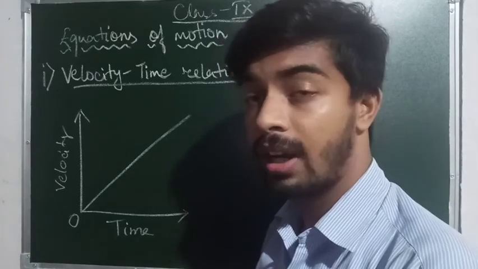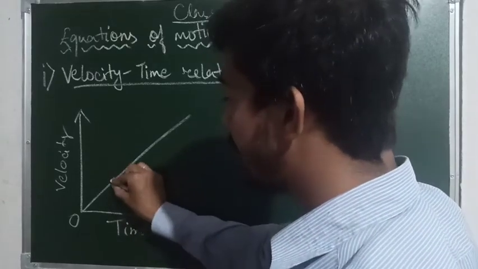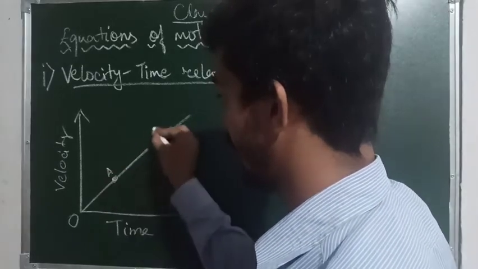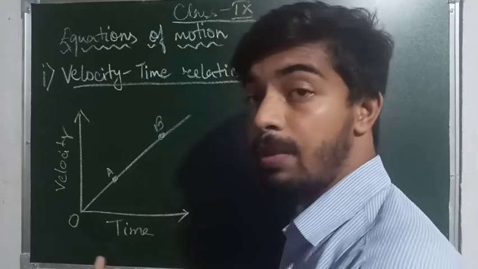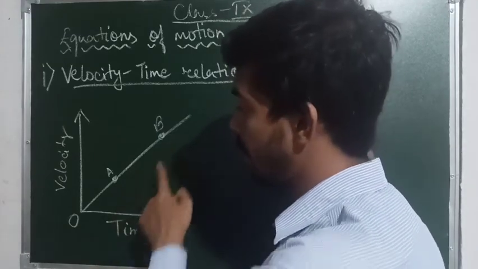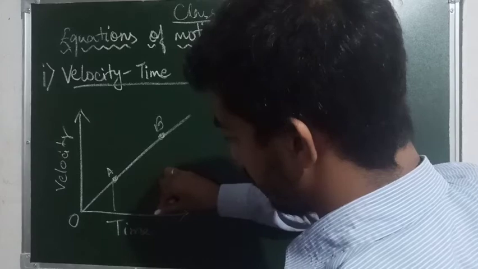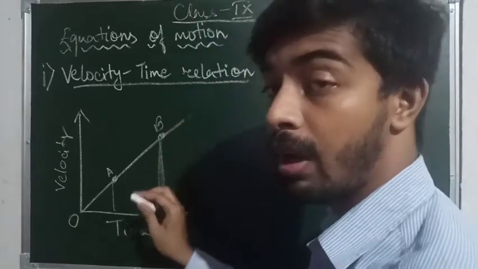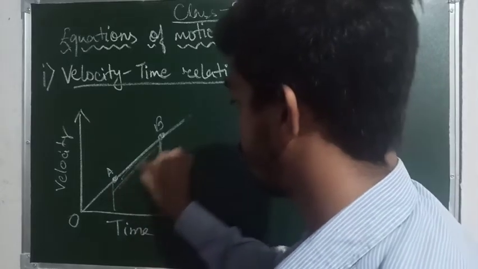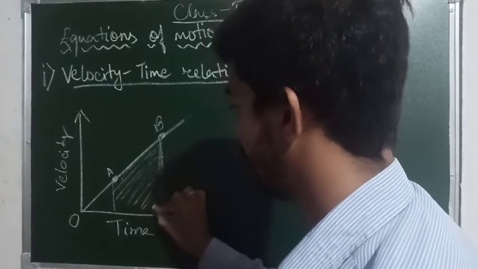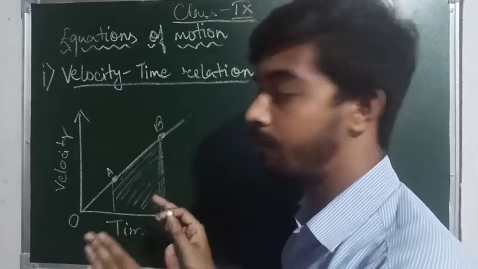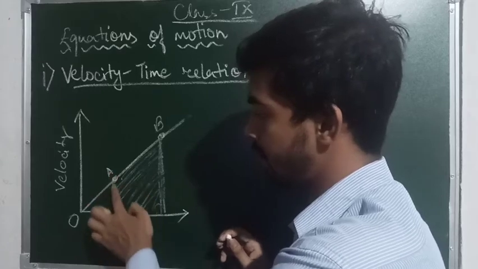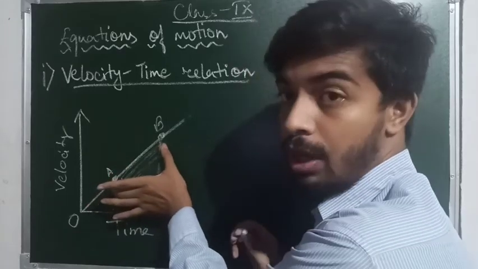There I explained that if we take any two points on this graph, let it be point A and let it be point B, that means if an object moves from A to B, we have to find the area between these two. When we find the velocity time relation, we will be using only this part, from A to B.